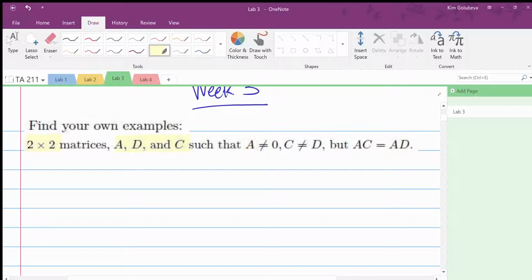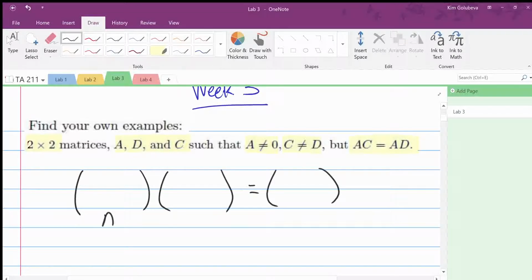such that these specifications are met. So such that A does not equal 0, C does not equal D, but AC equals AD. So I'll just quickly draw out what we're looking for here.